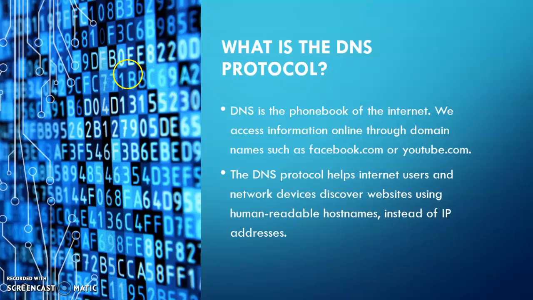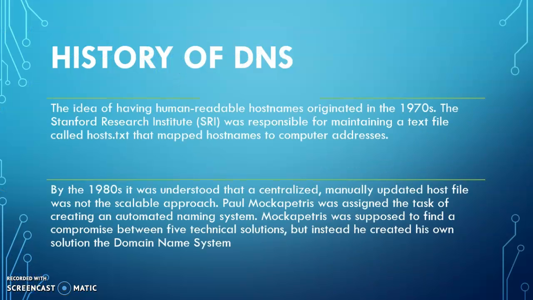So let's start off with the history of the DNS protocol. The idea of having a human-readable host name originated in the 1970s. The Stanford Research Institute, or SRI for short, was responsible for maintaining a single text file called host.txt that mapped host names to computer addresses. They would manually update this themselves, and people would even call them during business hours to have it updated. And that's how our host names first started off.